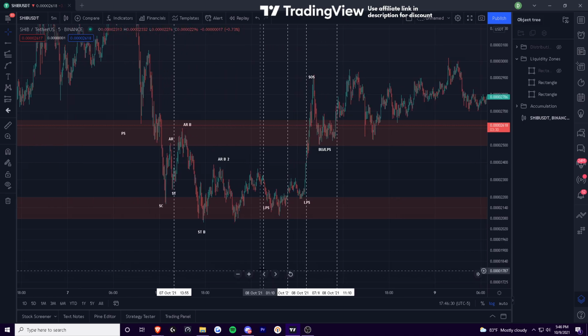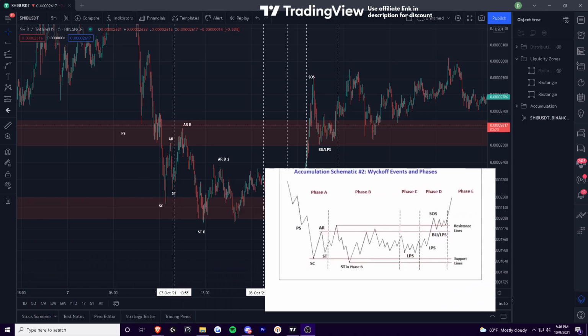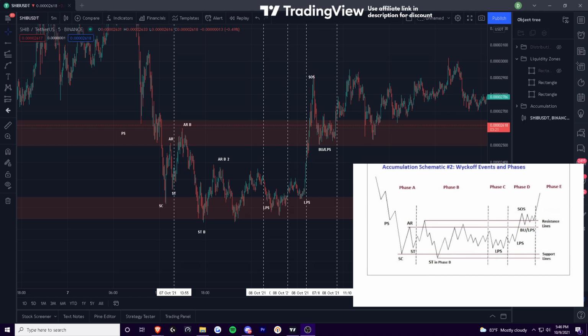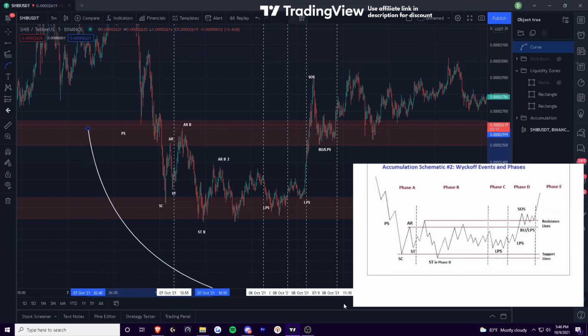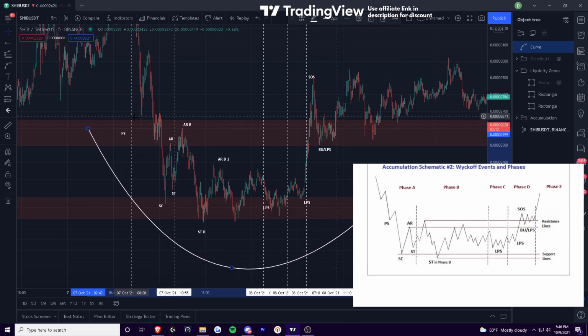So with Wyckoff accumulation, and I can bring a schematic up on screen so you can follow along, you have this pattern that basically plays out whenever institutions are accumulating the asset, like we discussed before, right? You have your primary sell-off, your sell climax, your automatic retest. So you sell out of this liquidity zone into this potential new one, sell climax.